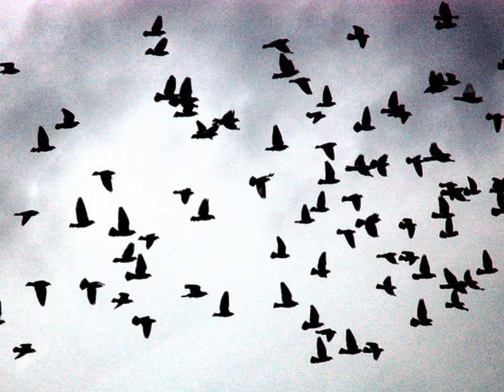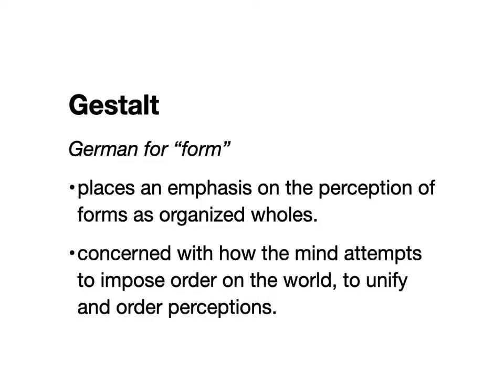Gestalt. It is a German word, and it is a part of a series of visual relationships. It's a framework of spatial relationships that was developed in the 1920s by 3 different German psychologists. So the important part of that sentence is psychologists. Gestalt is German for the word form. It places an emphasis on the perception of forms as organized wholes, and is concerned with how the mind attempts to impose order on the world, to unify and order perceptions.